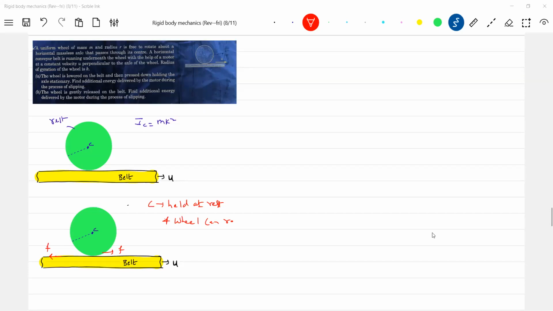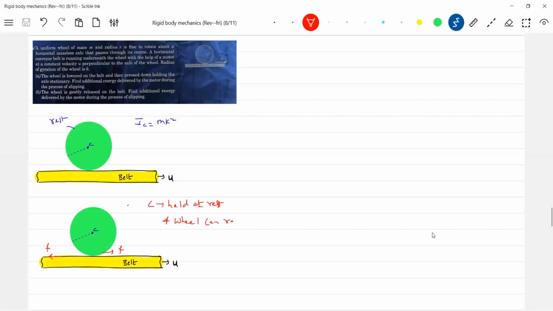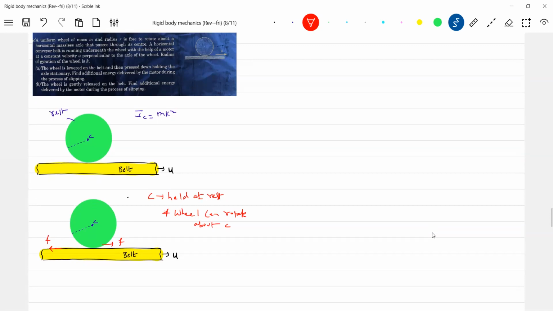This one. No. I think we were here. Wheel can rotate about C. Okay, there's the initial discussion of this one. So the friction which is acting will apply torque, and because of torque, there'll be an angular acceleration. The center of mass can accelerate, but the friction will not permit. So therefore it will have angular acceleration.